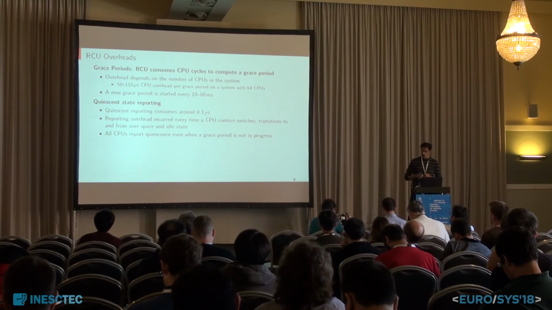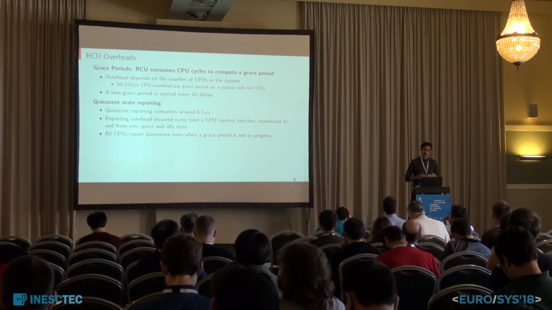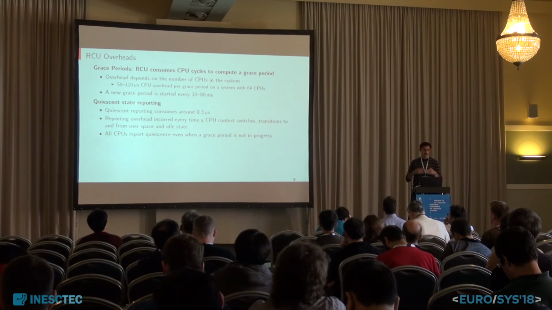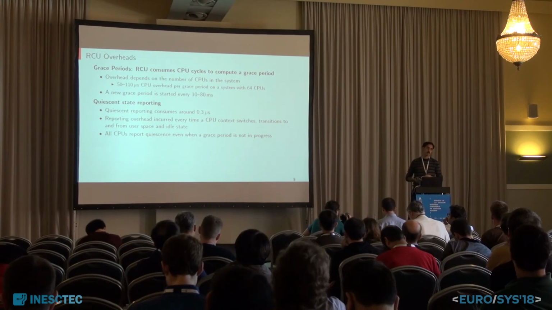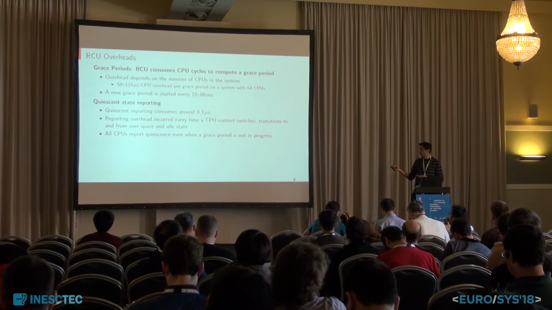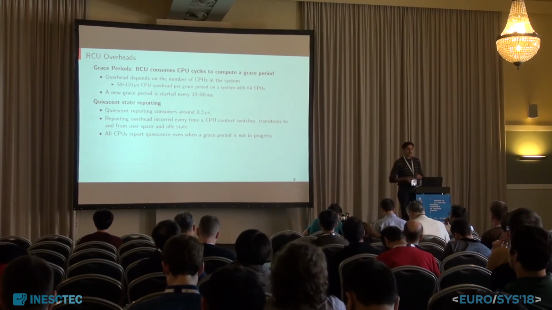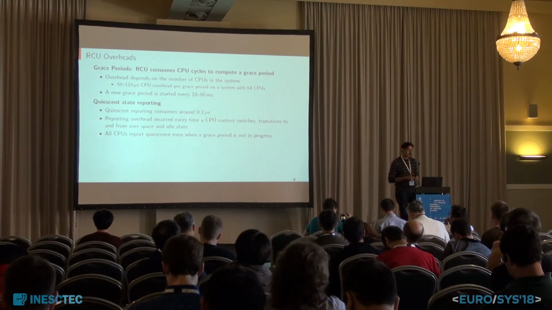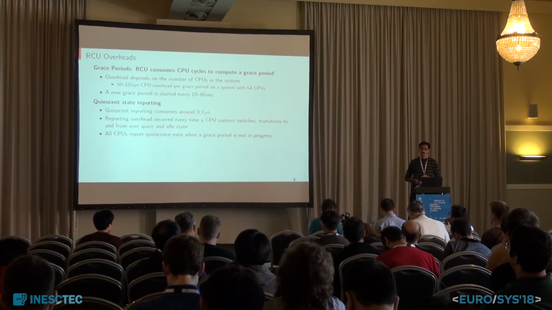The other important overhead is the quiescent state reporting overhead. As I mentioned, every time a CPU context switches, the scheduler will inform RCU that this CPU underwent a quiescent state. So this will add latency to context switching. This kind of overhead is also incurred when the CPU transitions to user space and when the CPU transitions to idle state. And interestingly, the CPU still reports a quiescent state even when the grace period is not active. So this will have some impact in HPC and idle environments.